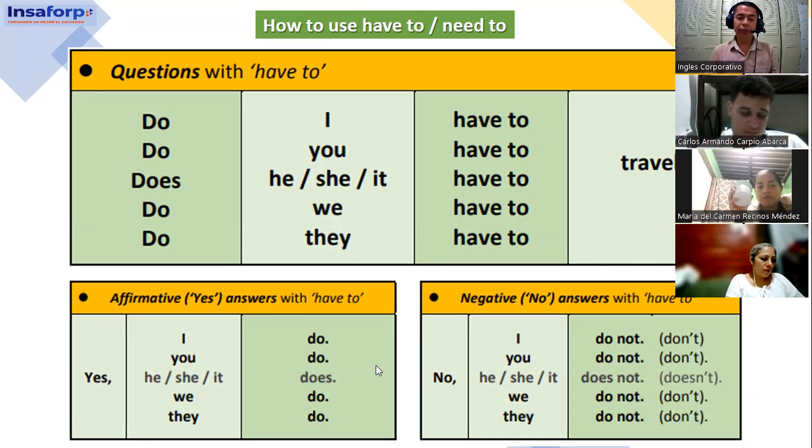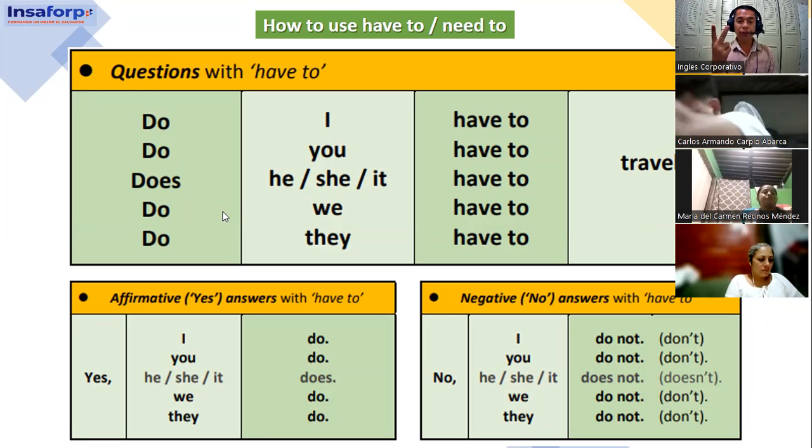Then we can answer, yes, I do. No, I don't. And remember that you don't have to say, yes, I have. No. Yes, I do. Right? Or no, no, she hasn't. No. No, she doesn't. We use the auxiliary, right? Do and does. In negative, in questions, and in short answer, we use the auxiliary, right? In affirmative, no.